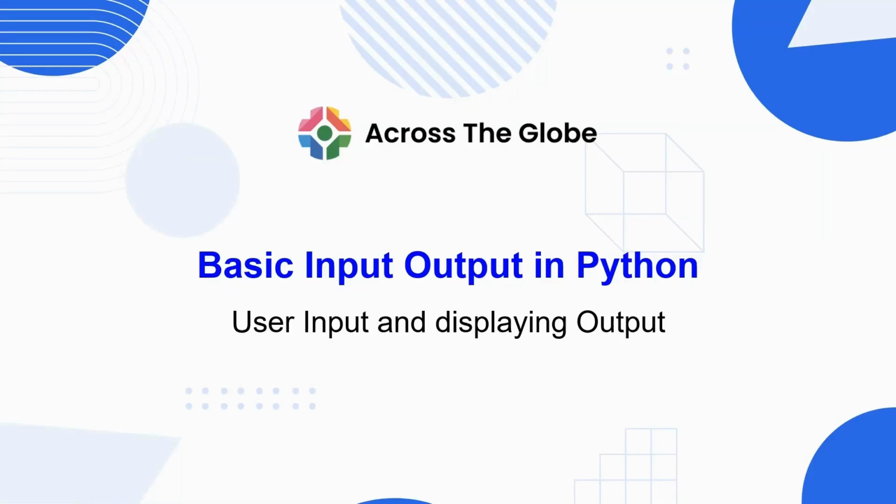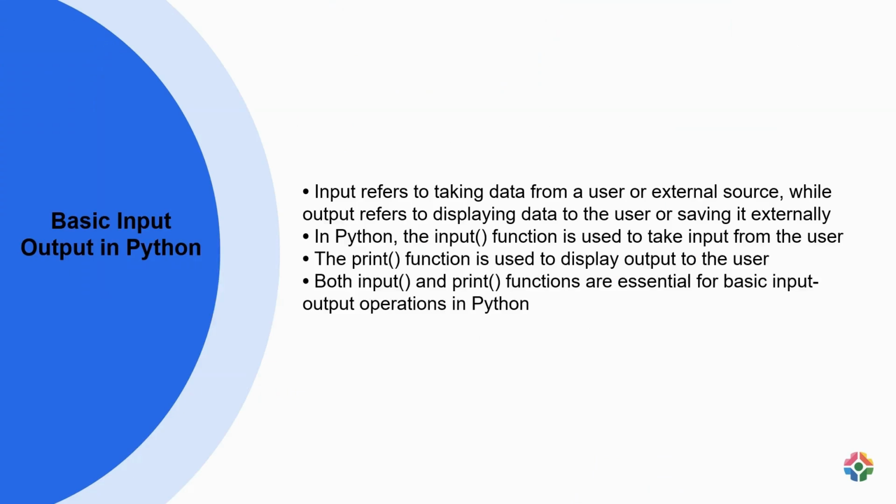Today we will learn about basic input-output in Python. Input and output operations are fundamental in Python programming. Input involves obtaining data from users or external sources, while output entails displaying data to users or saving it externally. In Python, the input function captures user input and the print function showcases output to users. These functions are pivotal for basic input-output interactions in Python.